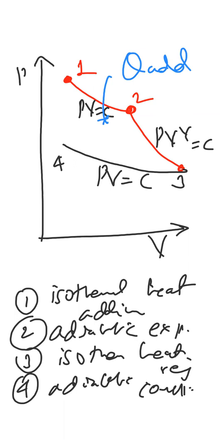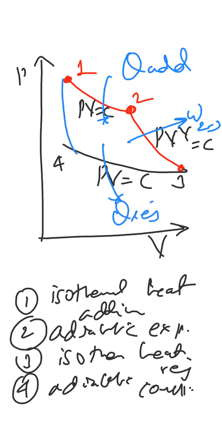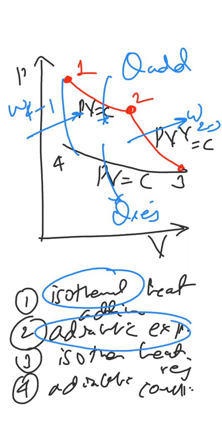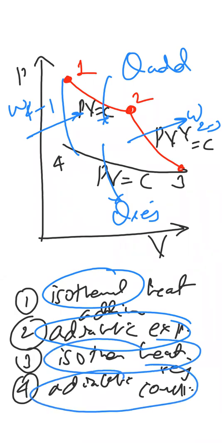In this process, work is done by the gas. And in this process, heat is rejected by the gas to the surrounding. And in the process 4 to 1, work is done on the gas. So in the process 1 to 2, heat is added isothermally. In process 2 to 3, work is done by the gas adiabatically. In process 3 to 4, heat is rejected by the gas isothermally. In process 4 to 1, work is done on the gas adiabatically.